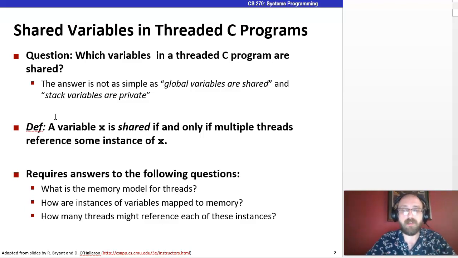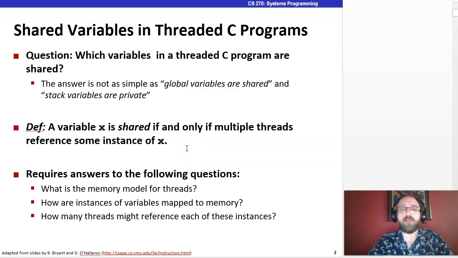I say instance of the variable because for local variables, there could be multiple instances. If a function is recursive, then there will be multiple instances of that variable at the same time. If it's not recursive, then every time it's called, it will be a different instance of the variable. So if we want to use that definition, we have to look into a few things.